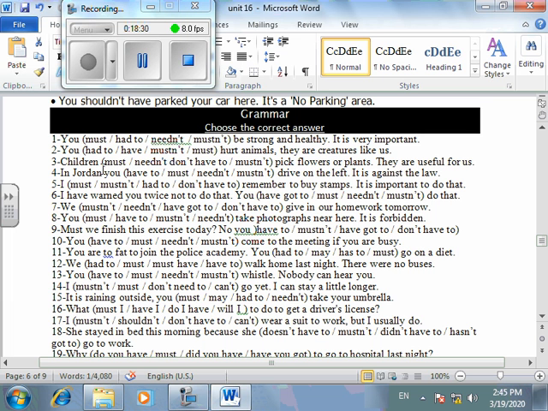Mustn't pick up flowers. In Jordan, you drive on the left. It is against the law. Of course, you mustn't drive on the left. I must remember to buy stamps. It is important to do that. I must. Yes, I can hear you. Strong reminder. 6. I have warned you twice not to do that. You mustn't do that. 7. We must give in our homework tomorrow. We have got to. 8. You mustn't take photographs near here. It is forbidden. Yes, it's written on the sign. Maybe it's a military area.